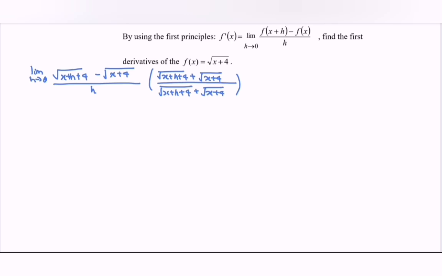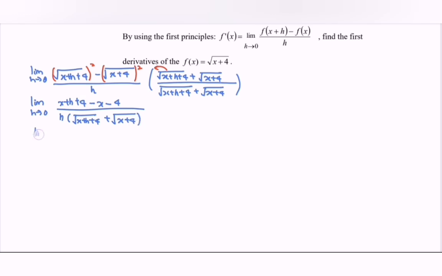So do remember, only expand from one part and then make use of the formula a squared minus b squared. Let's say this is the a squared, this is the b squared after we expand. So rewrite the situation. Limit as h approaches 0 of x plus h plus 4 minus x minus 4, over h multiplied with the square root of x plus h plus 4 plus the square root of x plus 4.